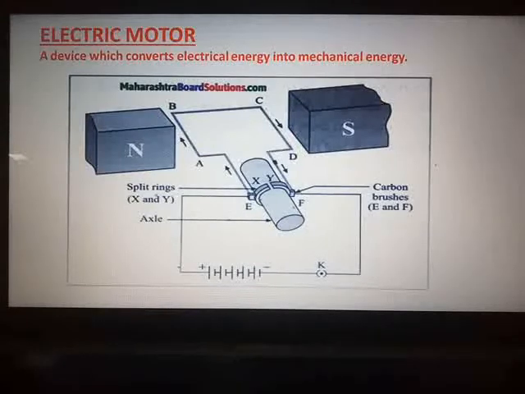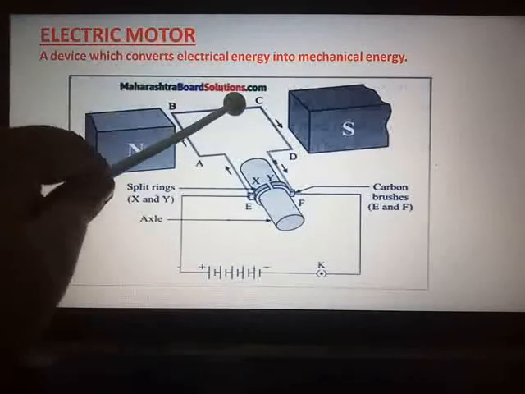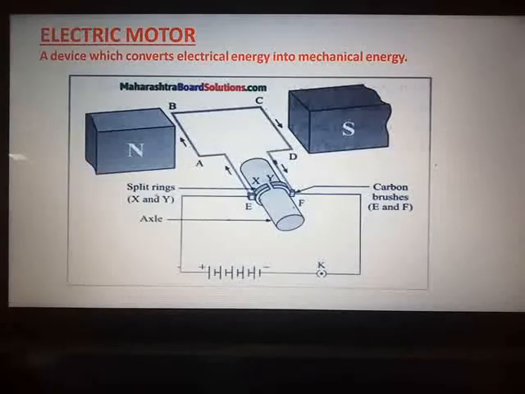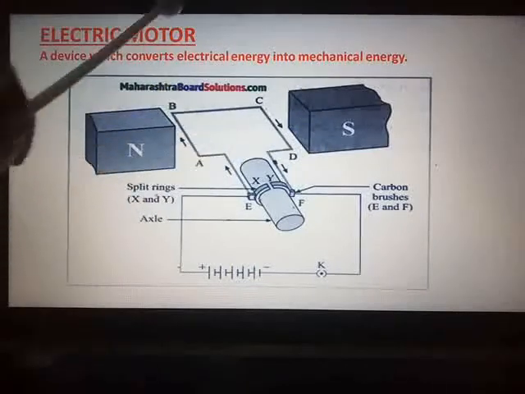Or in simple words, I will explain to you about the motor. Now when the current is passed through the armature coil ABCD, both the arms AB and CD experience a force, and according to Fleming's left hand rule, the force experienced by arm AB is in the downward direction and CD is in the upward direction. Now both these forces are equal and opposite. The force rotates the coil in the clockwise direction until the coil is vertical.